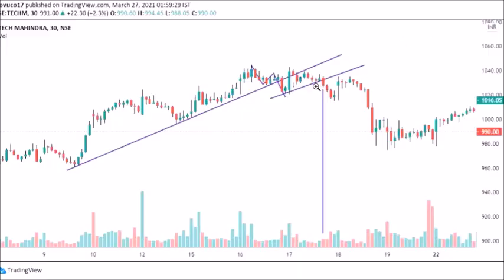So here you got a proper breakdown again. So this is high, this is low, this is lower high, this is lower low, and your breakdown candle comes here. This trend line is broken, and this is a breakdown candle with adequate volume.